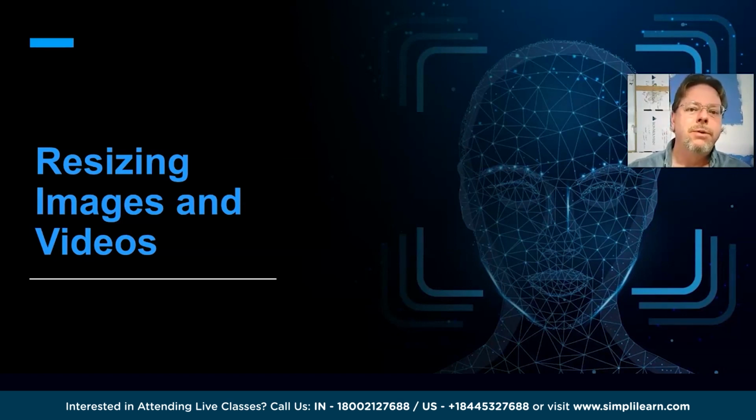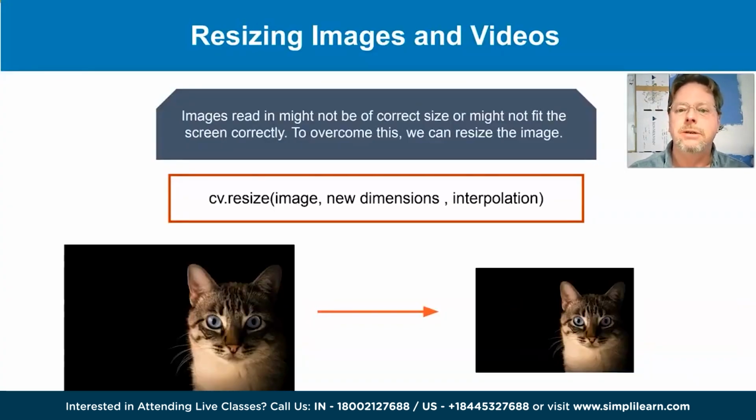But what if you want to process all the images under the same neural network? Well, they're going to look for the same size, and that's also huge, just to be able to resize your images to go into that neural network, so you're not looking at different sized images. And images read in might not be of correct size or might not fit the screen correctly.